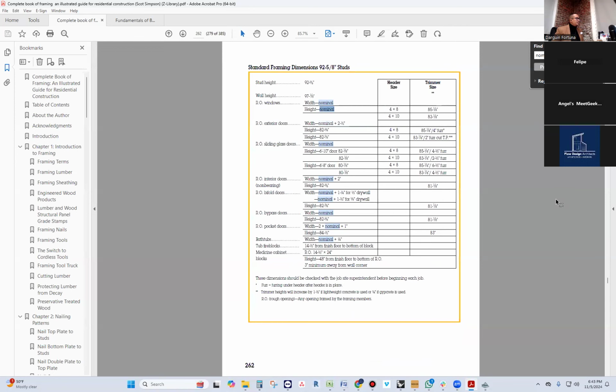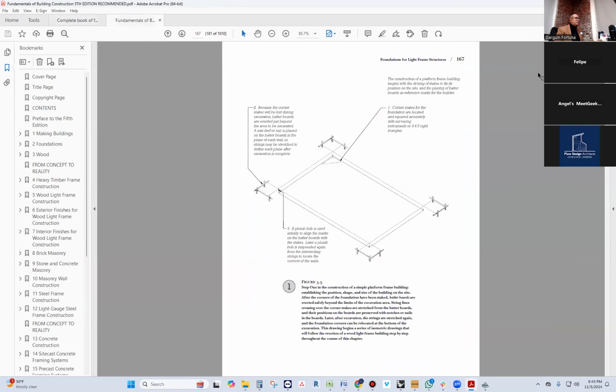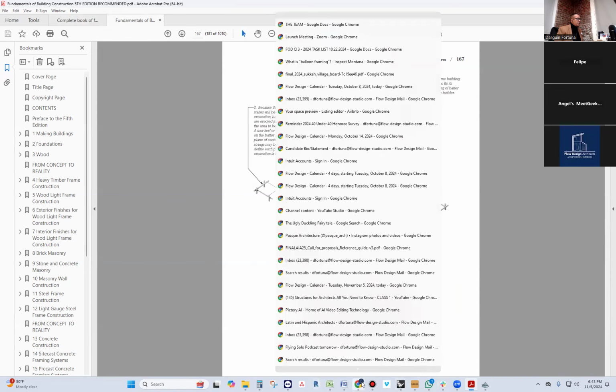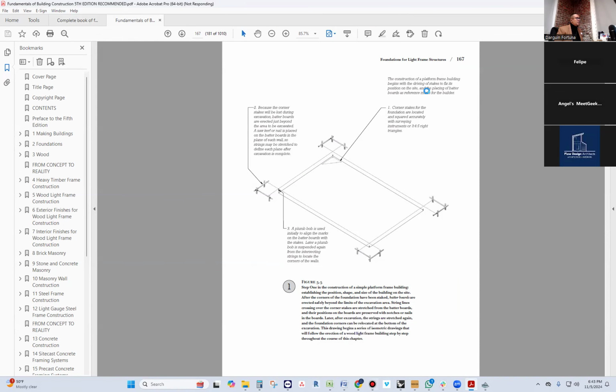I think there must be a really nice explanation for nominal wood versus dimensional, if it decides to open up. I'm sure this thing is going to show it.